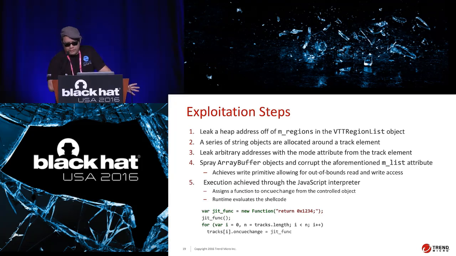So the exploitation steps go as so. He leaked a heap address off of a list object within m_regions. He sprayed a series of string objects allocated around the track element. He leaked arbitrary addresses with the mode attribute with the associated track element. Then he sprayed array buffer objects around and corrupted the aforementioned list attribute, which is that VTTRegionList object, and achieved the write primitive, allowing for out of bounds read and write access. Finally, this is a ROP-less execution because it's happening within JavaScript. He basically was able to get runtime evaluation by dropping shellcode into a JavaScript function, having it be evaluated, and then rewiring it to be called with the oncuechange function within the reclaimed object.